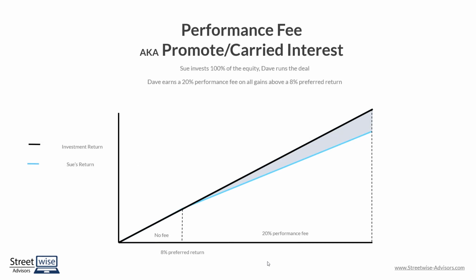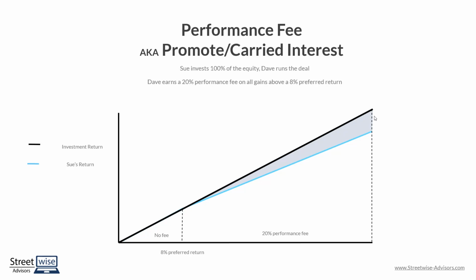This chart right here visualizes how the performance fee is calculated, or how it's taken over time. The black line represents the profitability of an investment. As the investment is more profitable along the x-axis and passes the 8% return, there's now a 20% fee being applied on all future gains. The gray area right here represents Dave's performance fee, and the blue line shows Sue's return, which is a little less because Dave is now taking some of the profits as well.